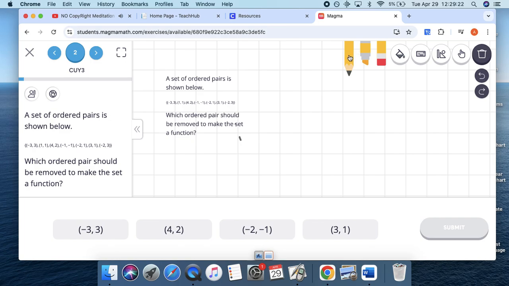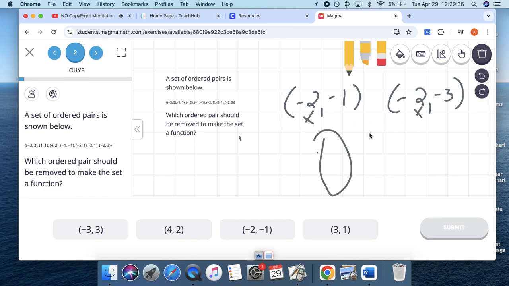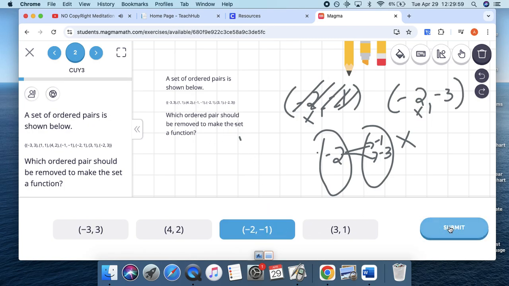-2 and -1. So if you look at -2 and -1, I have one ordered pair that's -2 and -1, and I have another one where it says -2 and -3. One of these two has to be removed because you can't have two outputs for the same x value, right? If you did a mapping diagram, it would look like this. -2 goes to -1, and -2 also goes to -3. So sometimes it's easier if you see it this way. So -2 is going to -1 and -3, and that is not allowed because every input should only have one output. So by removing this, if I took that out of the set there, it would make the relation a function. So let's remove -2 and -1.